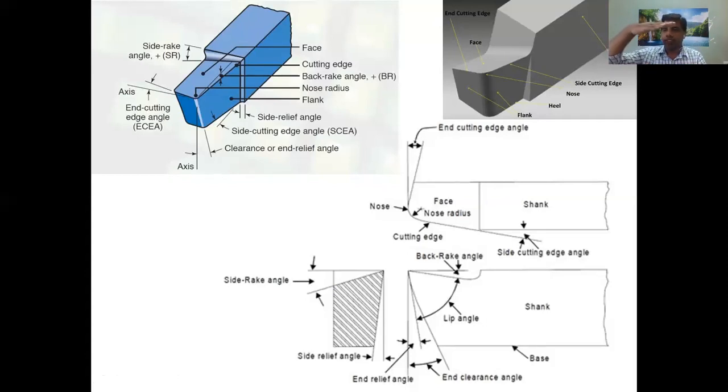So if you have this surface, right? One is inclined to this and one is inclined to this, right? So it is inclined to both the planes. This inclination with both planes is measured. One is the back rake angle, one is the side rake angle, and sometimes it is called the end side rake angle. So this is the rake angle.